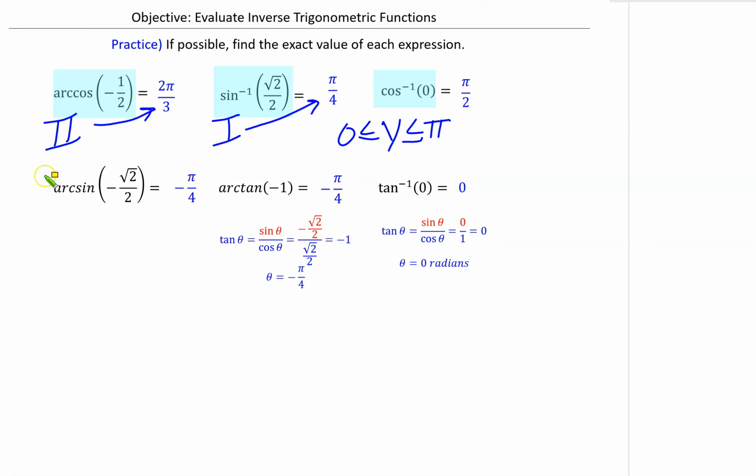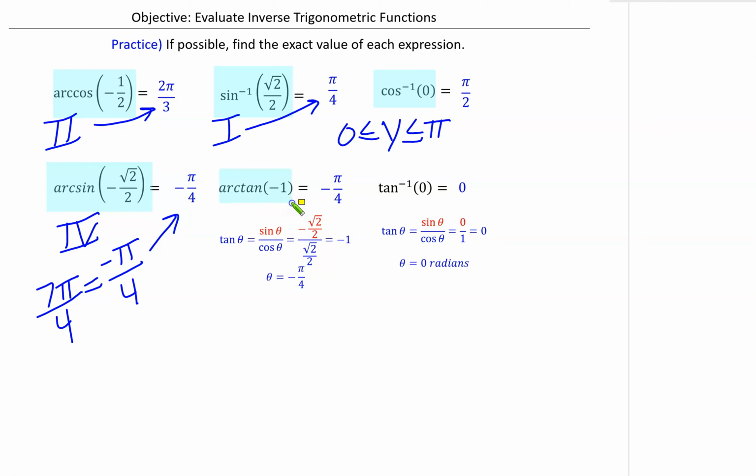In the next one, we're looking at arcsine of negative root 2 over 2. So sine is negative here in quadrant 4. And the angle you might have been thinking about, which would be 7 pi fourths, we can't use that one because it's not in the defined interval for sine angles for the inverse function. We have to use its coterminal angle, negative pi fourths.